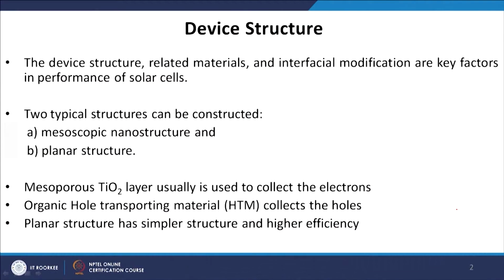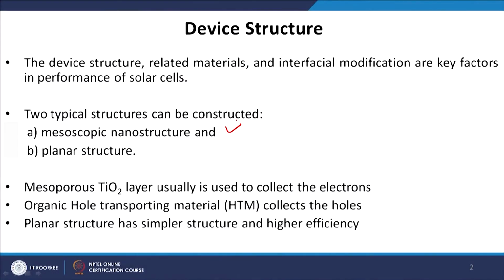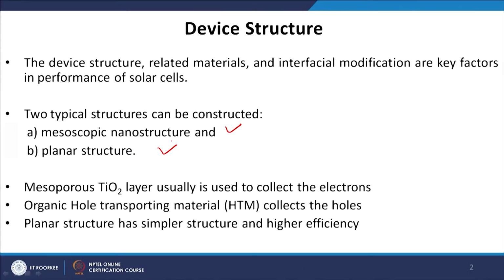Two typical structures can be constructed: the mesoscopic structure and the planar structure. A mesoporous TiO2 layer is usually used to collect the electrons. Organic hole transport material, which you abbreviate as HTM, collects the holes. The planar structure has a simpler structure and high efficiency. So people have fabricated either a mesoporous nanostructure, where you make mesoporous layers with a lot of pores inside the material, or a planar structure where there is no corrugation or porous structure in the material.